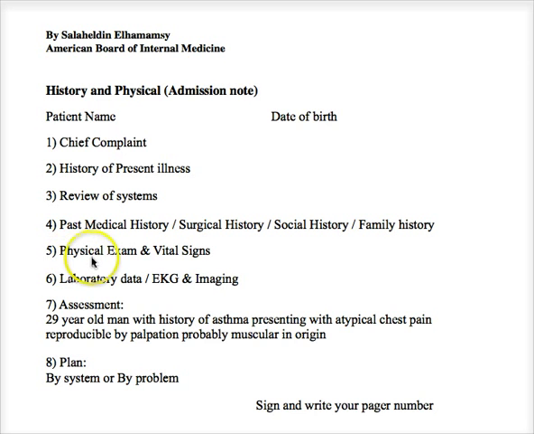So you start with the general exam, then vital signs, and then you take the patient head to toe and document your exam. And then you go to the data, which is the laboratory data. You write the labs, and then you write the EKGs and the imaging studies. You get them usually from the electronic medical record, from the EMR.